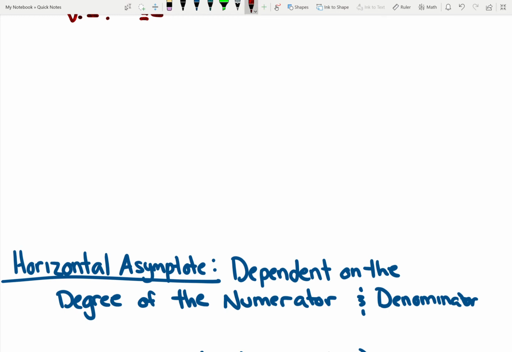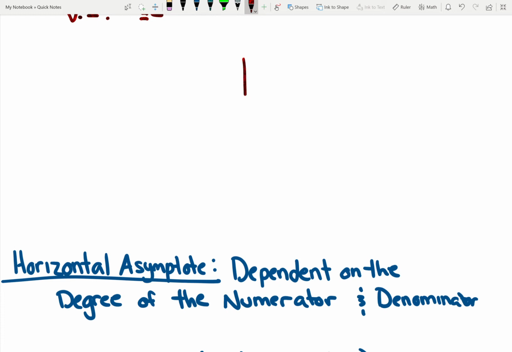Guys, so we finally come to the last one, horizontal asymptotes. So what are horizontal asymptotes? Well, they're an invisible horizontal line that your graph does not cross towards large numbers for x.